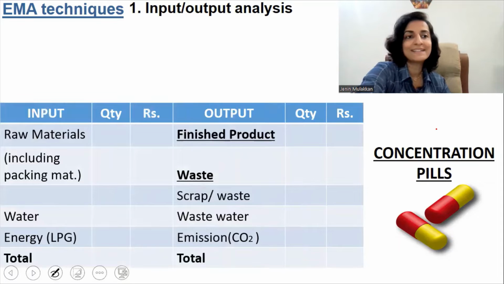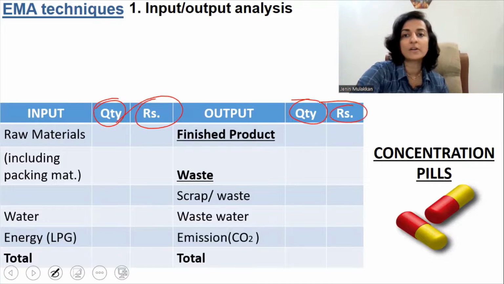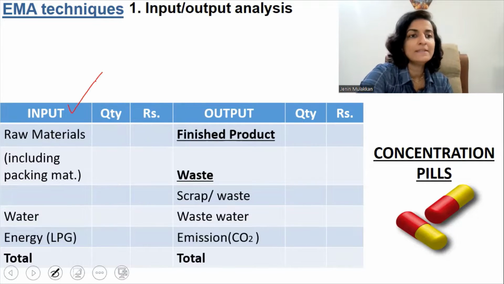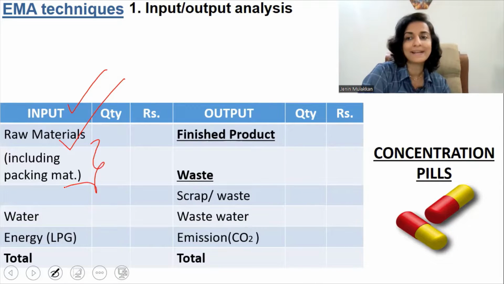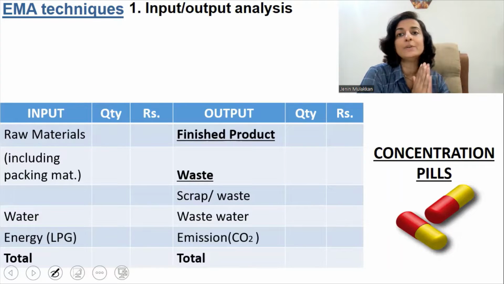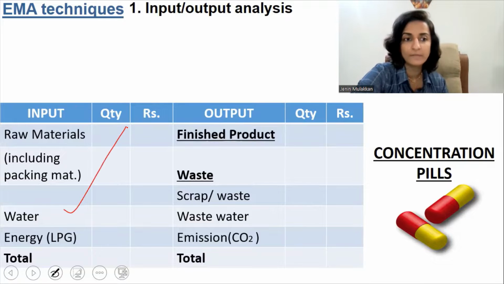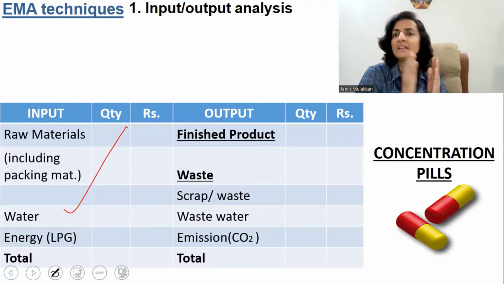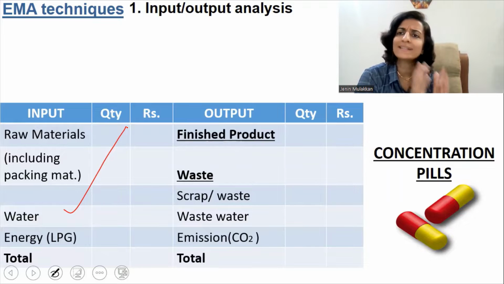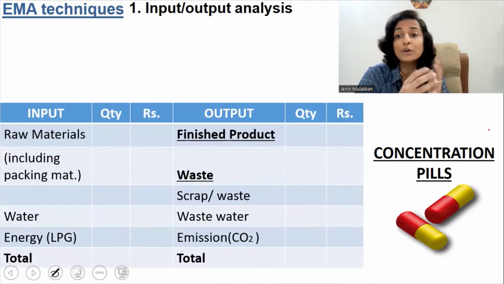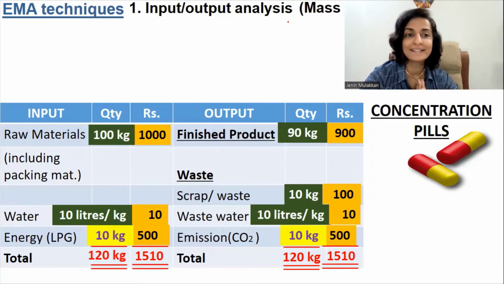Now, in input-output analysis, you have an input column and an output column, and then you have a quantity column on both sides and a rupees column on both sides. So, in the input side, you have the raw materials, including the packing materials for these concentration pills. And then another input that you need in the production process is water. And then the energy that you're taking is you're using the LPG cylinders in your house, that is liquefied petroleum gas, to boil all the ingredients to make these pills. So this is how your input-output analysis appears.